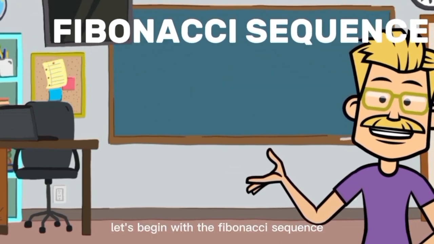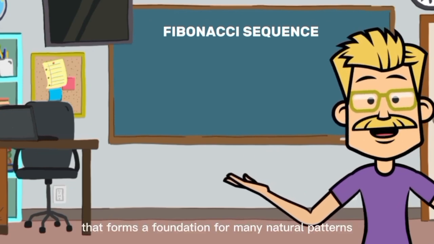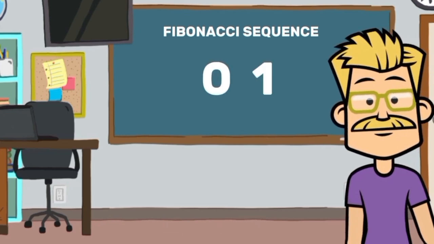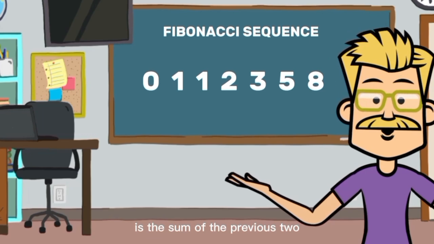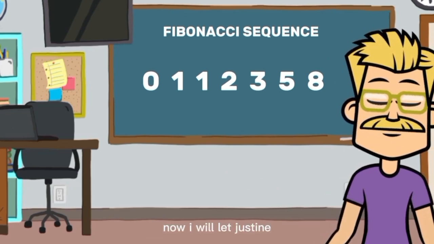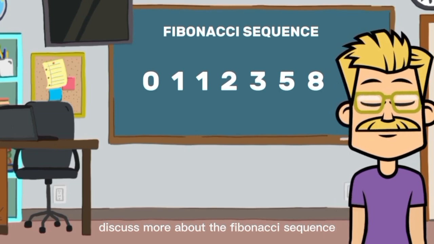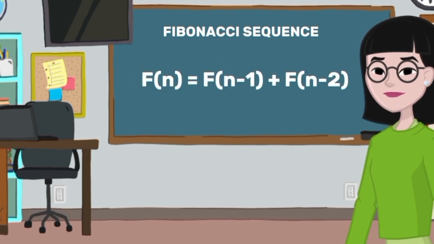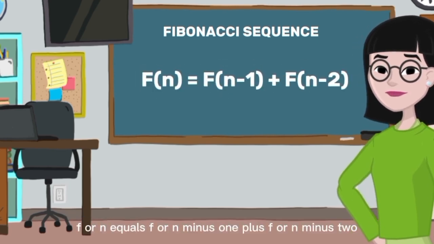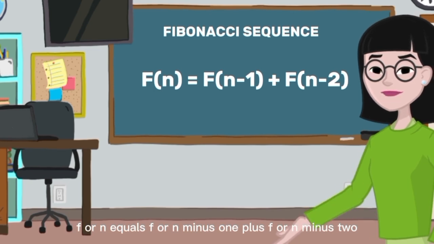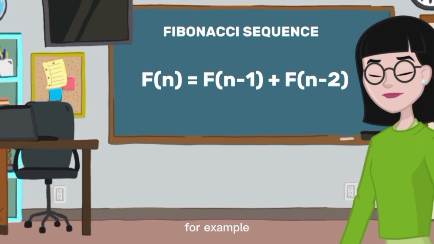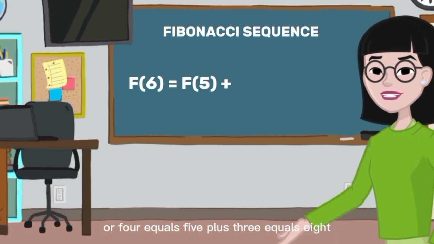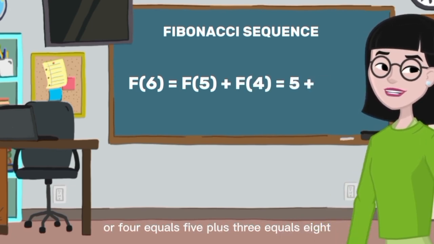Let's begin with the Fibonacci sequence, a series of numbers that forms a foundation for many natural patterns. The sequence begins with 0 and 1, and each subsequent number is the sum of the previous two. Now, I will let Justin discuss more about the Fibonacci sequence. The Fibonacci sequence is mathematically expressed by the formula F(n) = F(n-1) + F(n-2). For example, F(6) = F(5) + F(4) = 5 + 3 = 8.